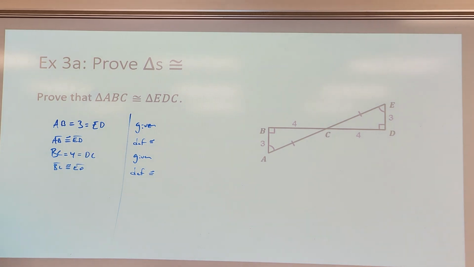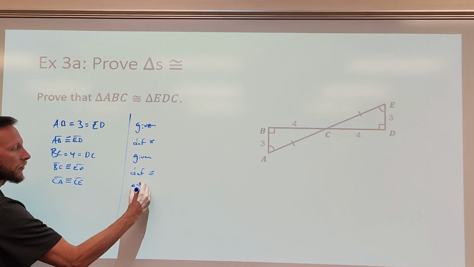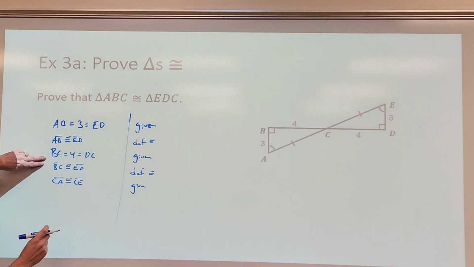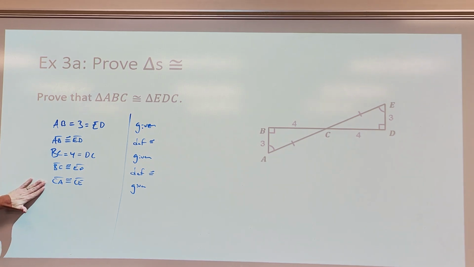The third pair of sides is side CA, and that is already marked congruent to side CE. This is given information. I don't have to do a two-step process like I did with this pair of sides. I can just name that pair of sides there. So we've listed 3 pairs of corresponding congruent sides. Check, check, check. Now let's talk angles.